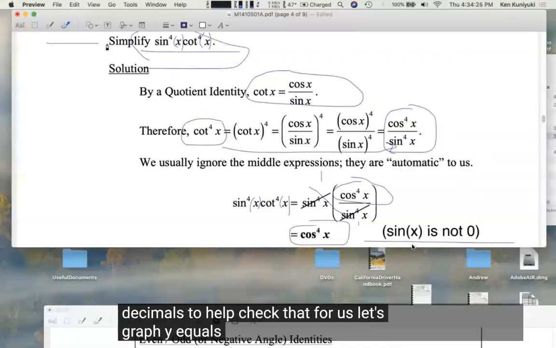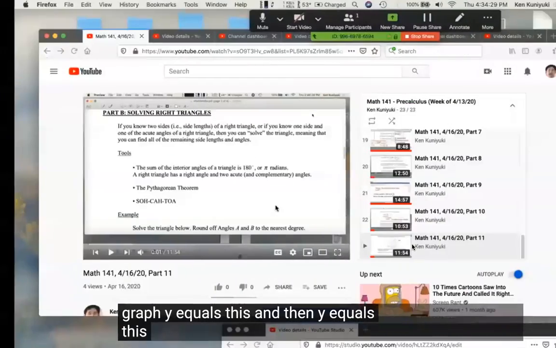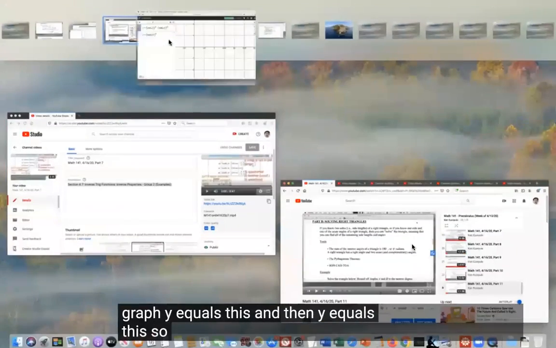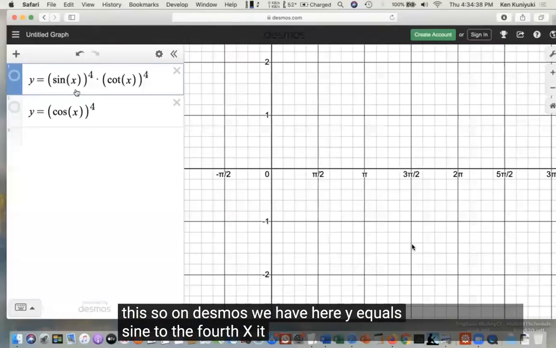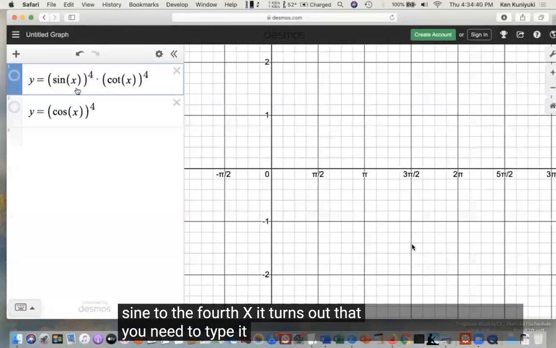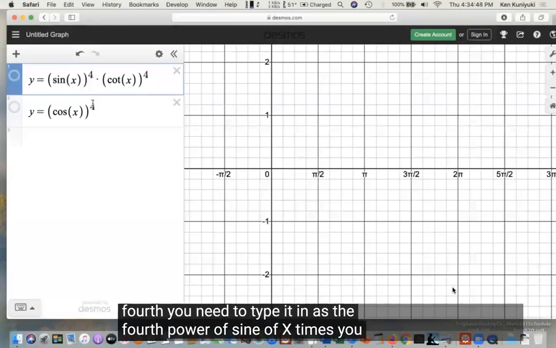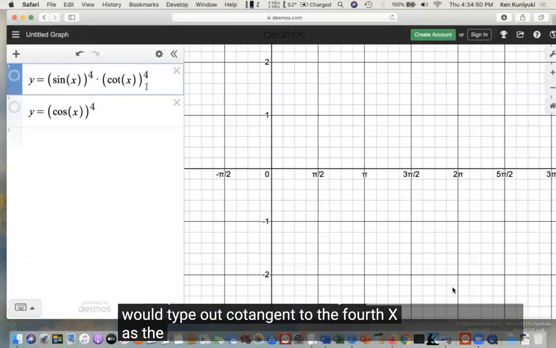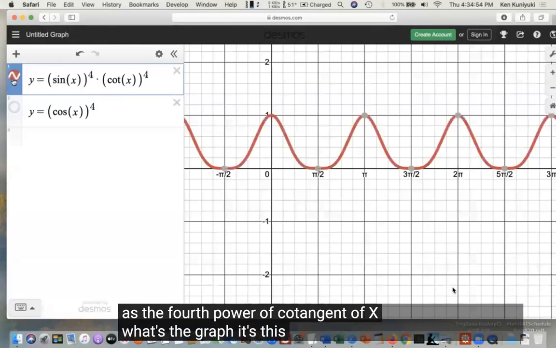Let's graph y equals this, and then y equals this. So on Desmos, we have here y equals sine to the fourth x. It turns out that you need to type it in like this. Desmos will not accept sine to the fourth. You need to type it in as the fourth power of sine of x, times, you would type out cotangent to the fourth x as the fourth power of cotangent of x. What's the graph? It's this.